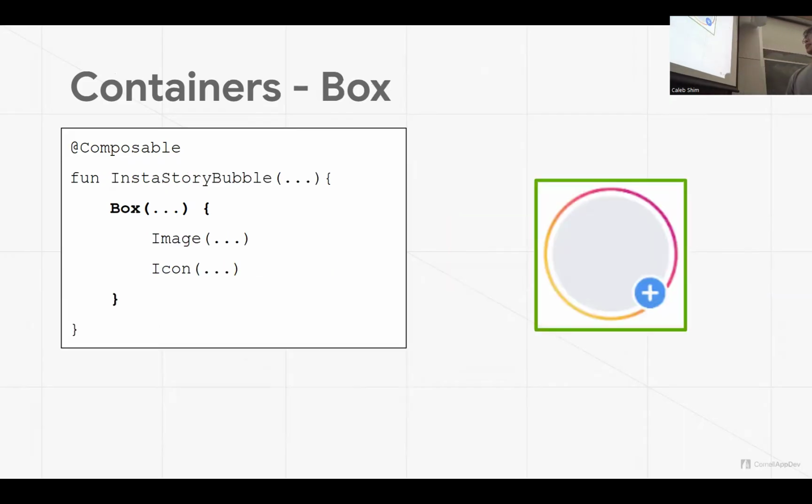And then box, since you're stacking the plus button on top of the Instagram story bubble, that's a perfect use case for box. So you can see inside the box component, you're putting the image first and then the icon.